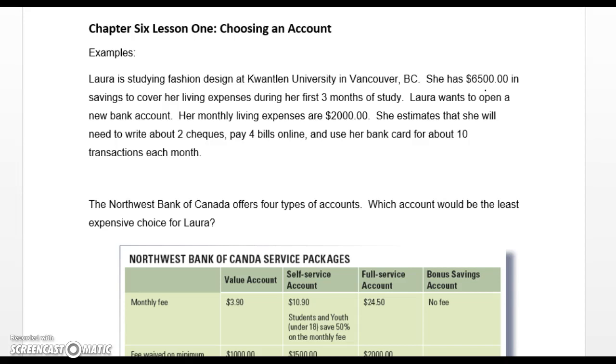So Laura is studying fashion design at Kwantlen University in Vancouver, BC. She has $6,500 in savings to cover her living expenses during her first 3 months of study. Laura wants to open a new bank account, and her monthly living expenses are $2,000. She estimates that she will need to write about 2 checks, pay 4 bills online, and use her bank card for about 10 transactions each month. The Northwest Bank of Canada offers 4 types of accounts. Which account would be the least expensive choice for Laura?